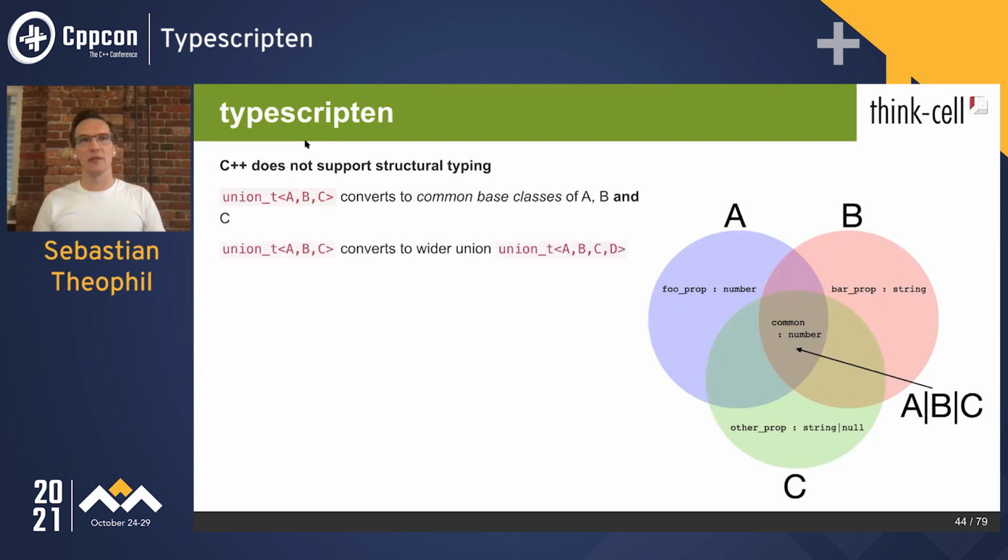We could also say a union of A, B, or C can convert to a wider union of A, B, C, or D, because by adding D, the set of our properties must certainly not get larger. It might stay the same or get smaller. So that conversion is also valid and expressible in C++. And we could also say that such a union of A, B, or C is constructible from anything that can convert to A, B, or C. Also valid C++ and valid TypeScript.